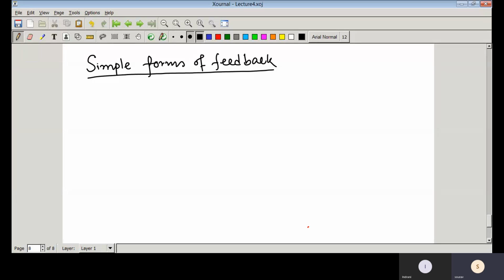So this is lecture 4. In the last 3 lectures we have discussed the different types of feedback, and we also discussed in detail the closed loop control system and the effect of feedback in the closed loop control system. So let us first draw it.